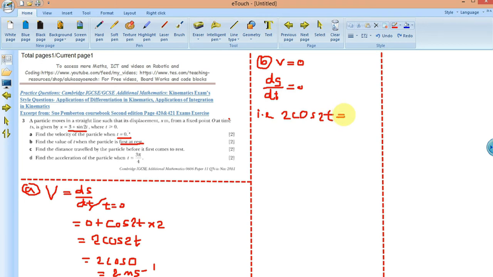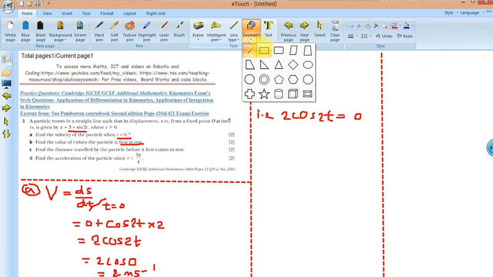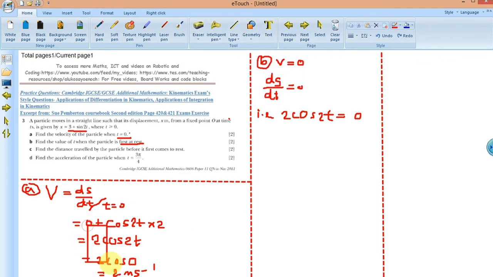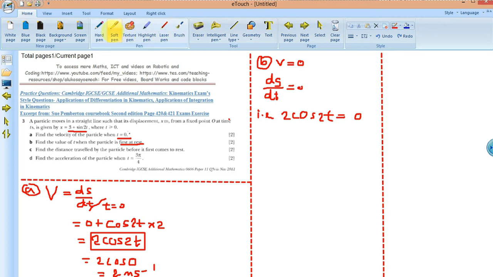A particle is said to be at rest when velocity equals 0. So I should equate 2 cos 2t to 0. Don't forget, this is the function for velocity from here. So equate this function to 0, and go ahead and solve for t. We are asked to find the value of t, so we solve for t.